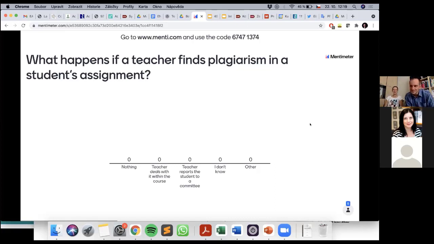Okay, we have feedback on Menti. Thank you. I started to use it this year and I really, really like it. Yeah, good to see that you like it. So please use it and provide the answer.